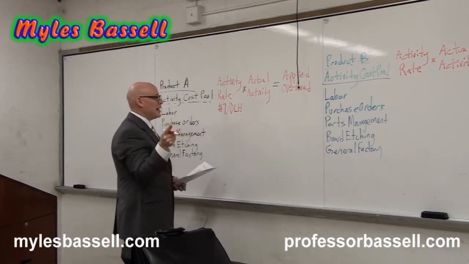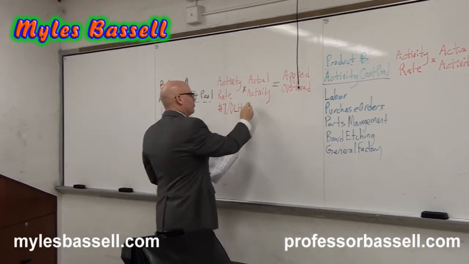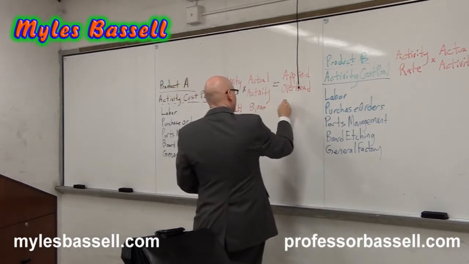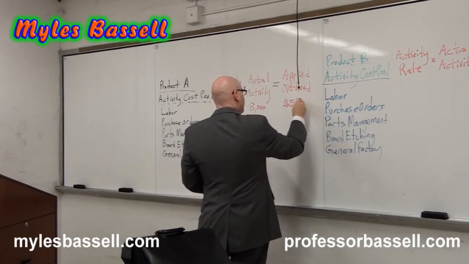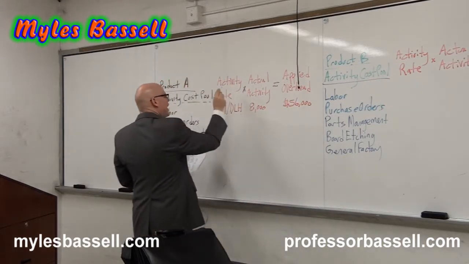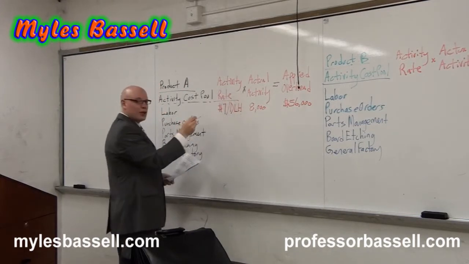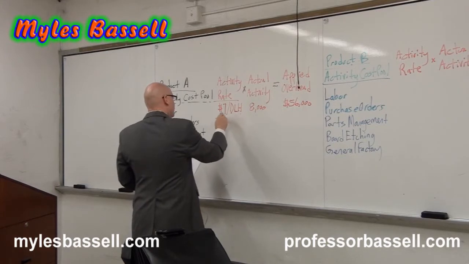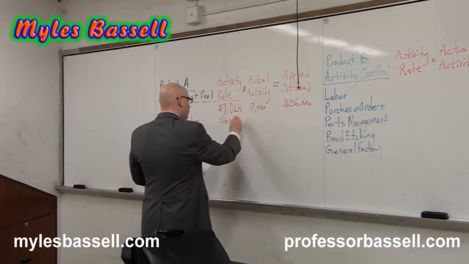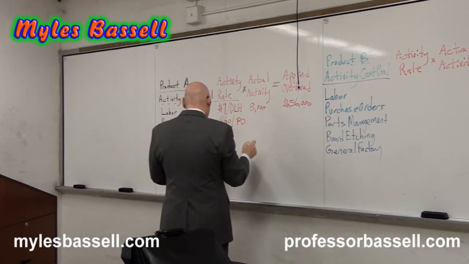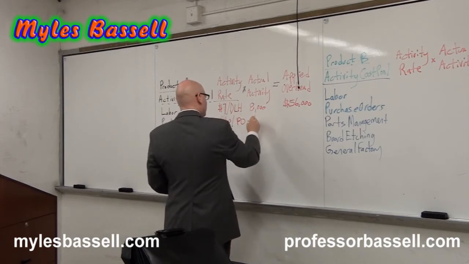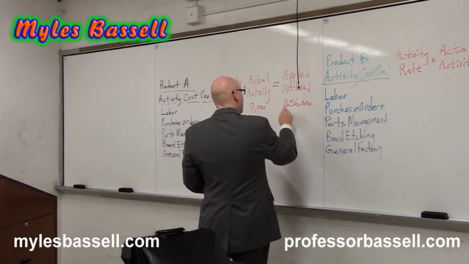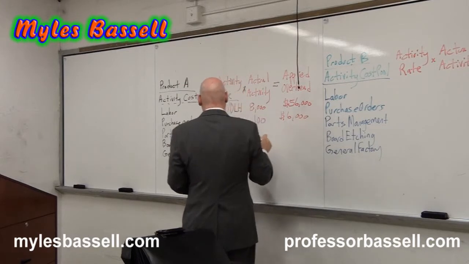And the actual activity in this case, now they tell us, is what? 8,000. Which gives us 56,000. All right, what is the activity rate that we calculated for the purchase orders? $60 per purchase order. And for product A, how many orders? 100. Which gives us $6,000.